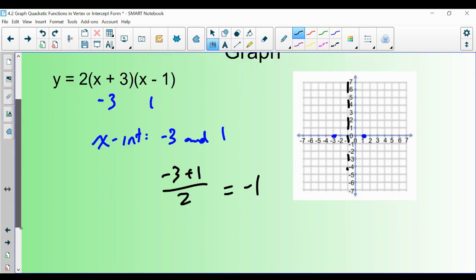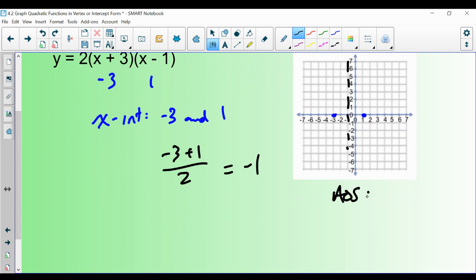So my axis of symmetry is at x equals negative 1. We know something. We know that the vertex has to exist on the axis of symmetry. This is something that we talked a lot about in 4.1. Okay, the vertex is going to be somewhere along this line. It's got this as its x value. We don't know the y value yet, but we know the x value has to be negative 1.